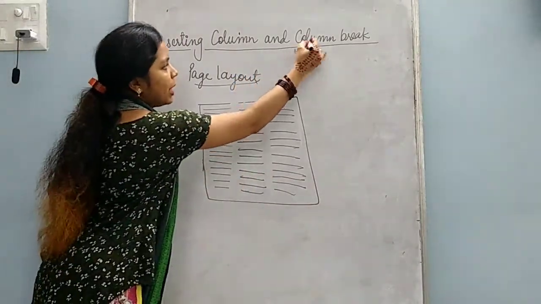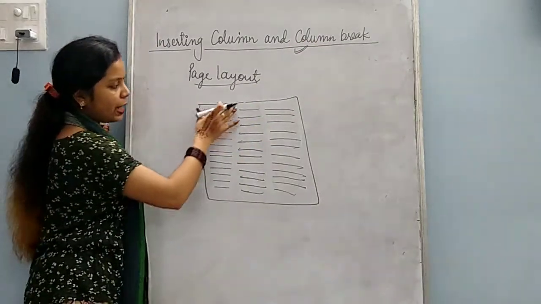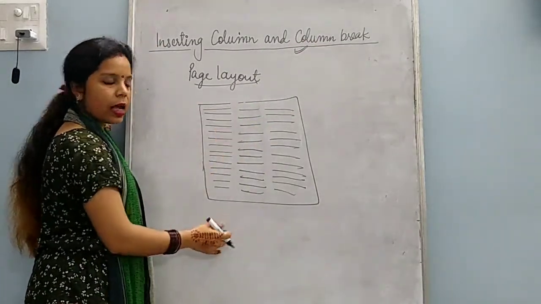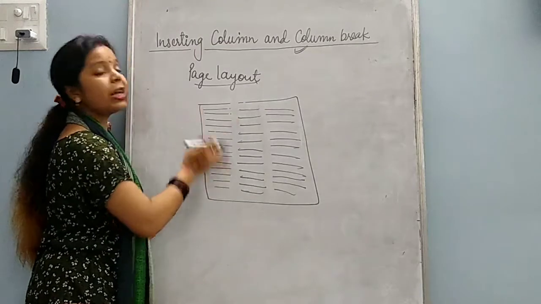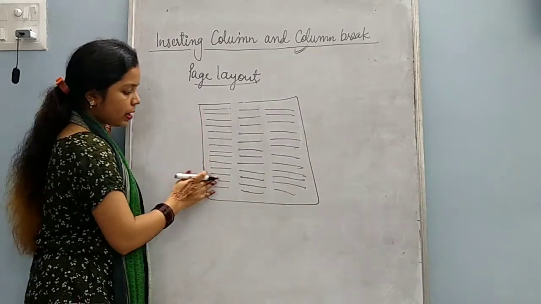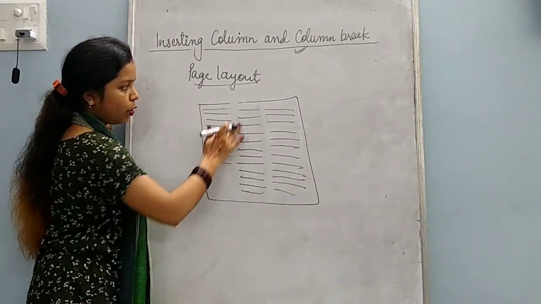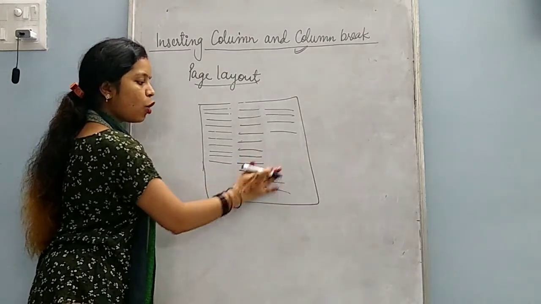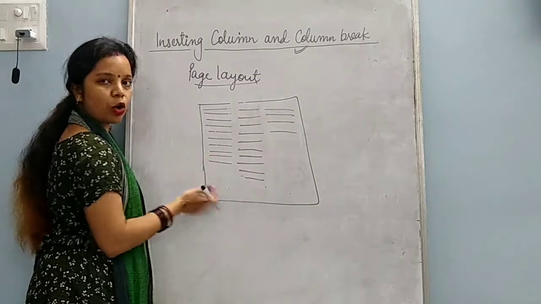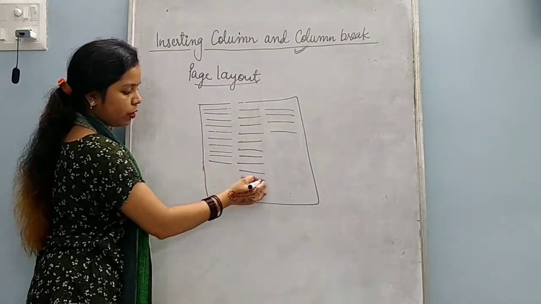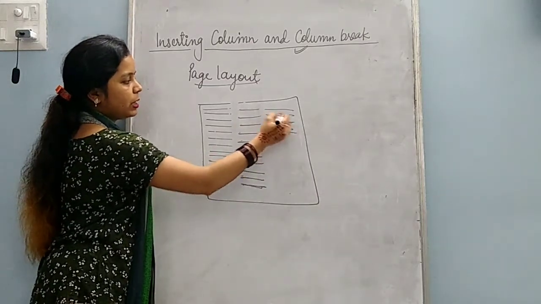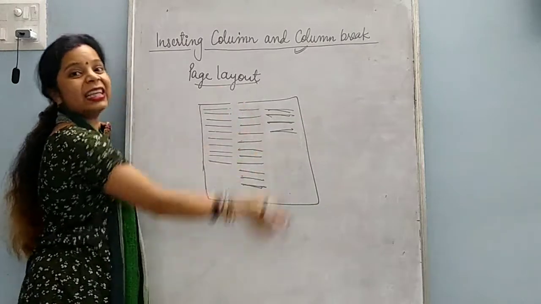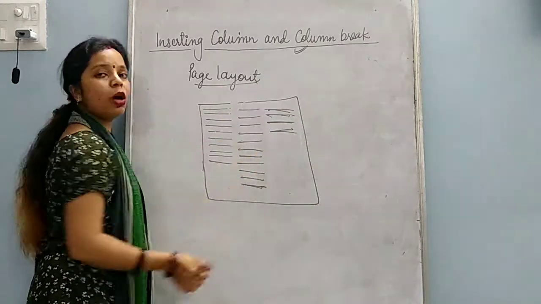Now what is column break? Suppose you are writing on a page in columns and your columns are not adjusted properly. One column is ending here, one column is ending here, one column is ending here. These columns are not balanced. One is still here only, one column is here only. To balance these columns, we use column break.